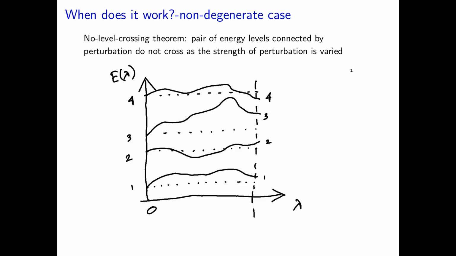Now, it turns out, and you will show this mathematically, there is a theorem called the no level crossing theorem, which means a pair of energy levels which are connected by this perturbation should not cross as the strength of the perturbation is varied. Even though the energy levels of the states are varying and can be completely different from the original problem, the labels should remain the same. As we crank up the lambda or the epsilon, 1 should go to 1, 2 should go to 2, 3 should go to 3, 4 should go to 4. It should not happen that 1 and 2 cross each other.